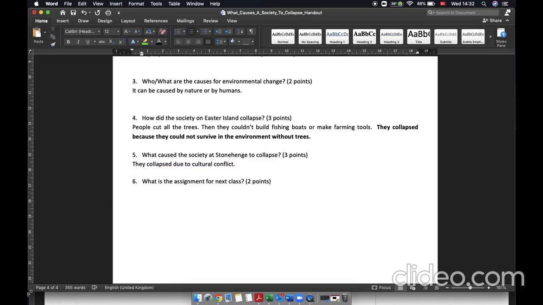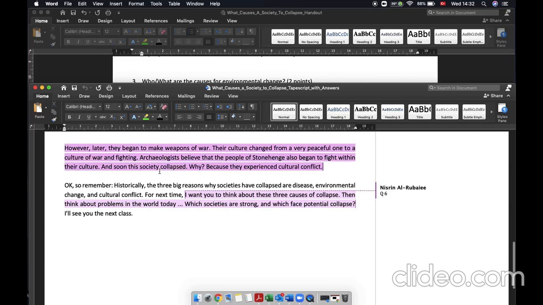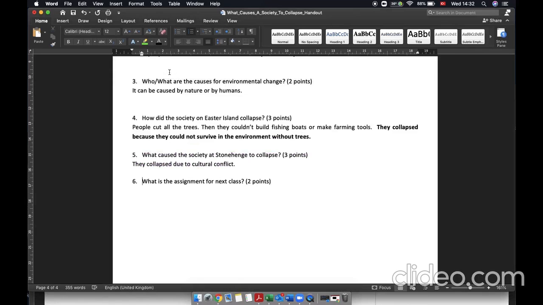And finally, what is the assignment for next class? So the lecturer said, I want you to think about the 3 causes of collapse. Then think about problems in the world today. Which societies are strong and which face potential collapse? So basically, the lecturer assigned students to think about the collapse of 3 ancient societies and think about societies today and think about their strength and their potential to collapse before the next lesson.